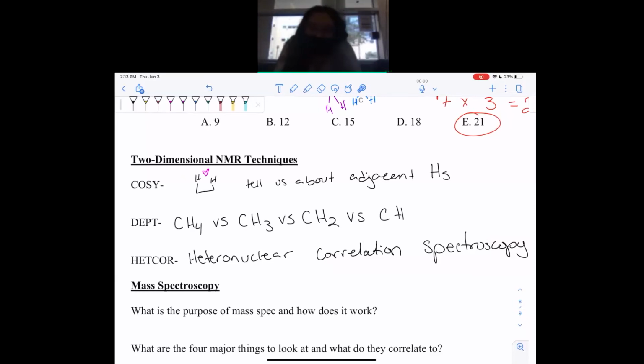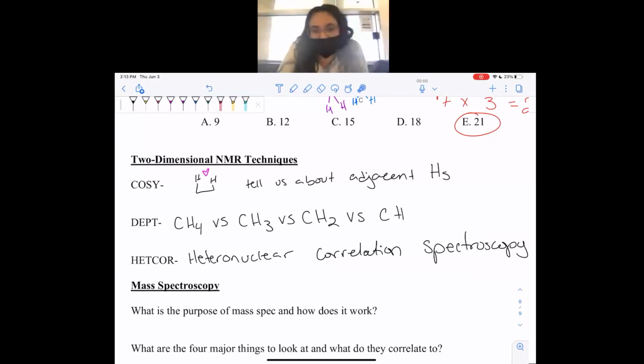Could you repeat what you said about the third one? Yes, I can. So HETCOR is just heteronuclear correlation spectroscopy, and all that means is you're essentially studying the different nuclei of different atoms. For example, you're looking at the difference between a carbon and a hydrogen, or a carbon and an oxygen, or a hydrogen and a nitrogen. So I like to think of it as nuclear core. You're looking at the different nuclei.